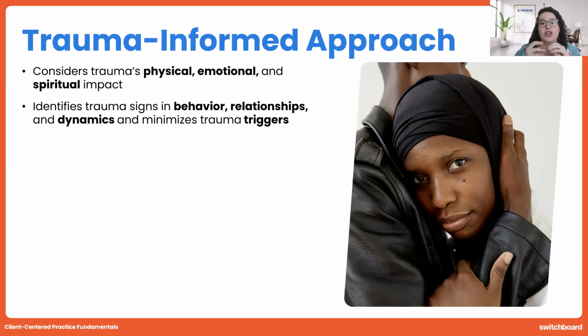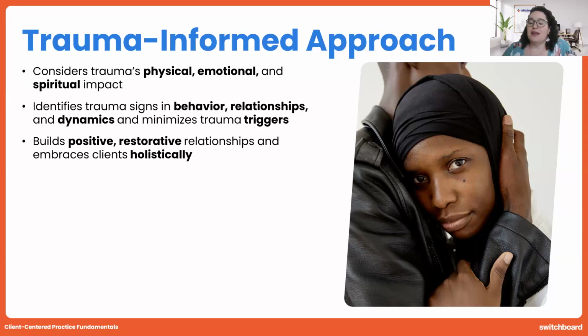So a trauma-informed approach tries to minimize trauma triggers, recognizing that folks are carrying all of this all the time, even in a situation that doesn't seem threatening. A trauma-informed approach builds positive, restorative relationships and embraces clients holistically. So it really looks at who clients are as whole people, and that's how, again, we integrate our strengths-based approach, we integrate their culture, and we try to build positive, restorative relationships that restore power and control to people where it was taken away.